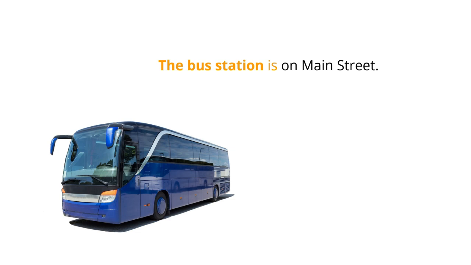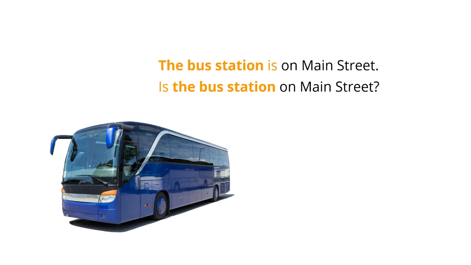Here's another sentence. The bus station is on Main Street. There's the subject, the bus station, and the verb to be. So as we explained before, we can use the verb to be to make the inversion, to make the question. Is the bus station on Main Street? So you can see all of the questions that we've made so far have all had the answer either yes or no. Is Bella happy? Can Bella swim? Is the bus station on Main Street? All of these have a yes or no answer.